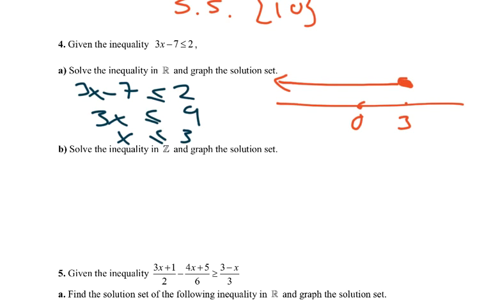Solve the inequality in z and graph the solution set. Well, we've solved the inequality, we just need to write down the solution set. And so same value, 0, 3, except this time we're just going to have all of the integers. And obviously we can't write in every single integer, so you can just do dot dot dot at the end.